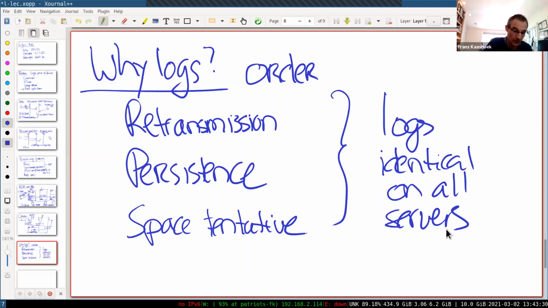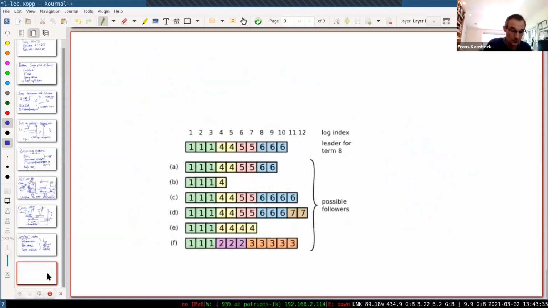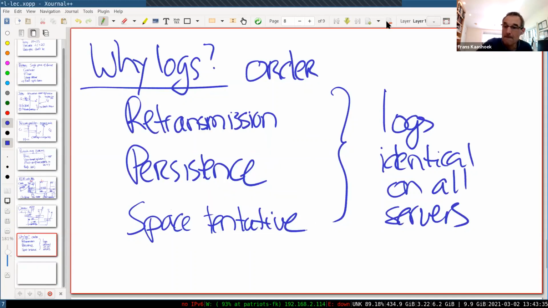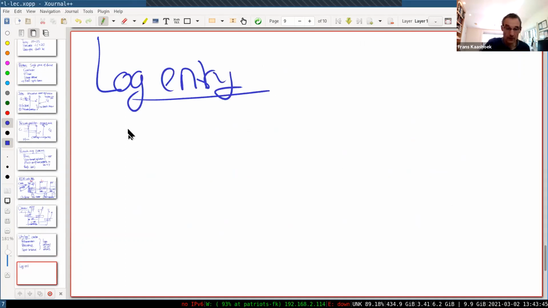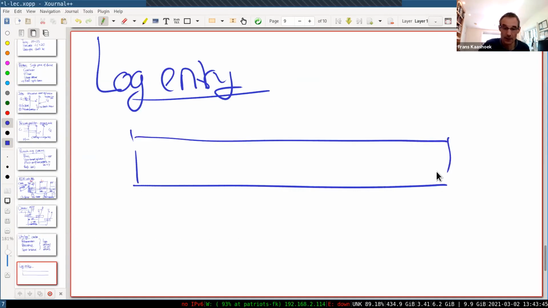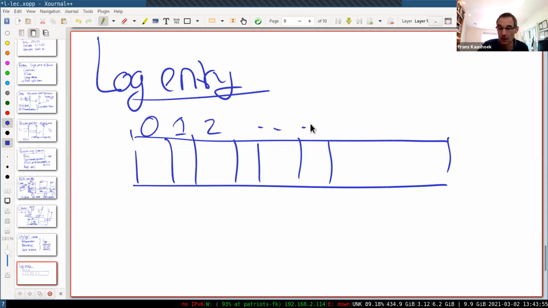Okay, let me talk a little bit about an individual log entry. I'm going to draw many pictures like this, where there's a bunch of log entries, starting at 0, 1, 2, and so on. If we look inside one of these log entries, there's going to be a command, which we're mostly going to ignore. That's the thing that's actually being delivered to the application. So that's, for example, the put or the get operation with its arguments.